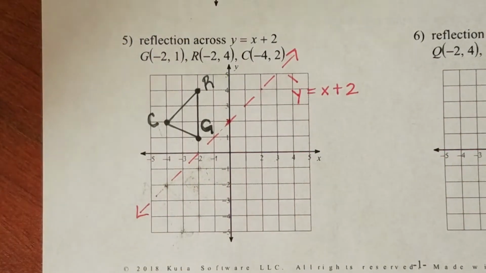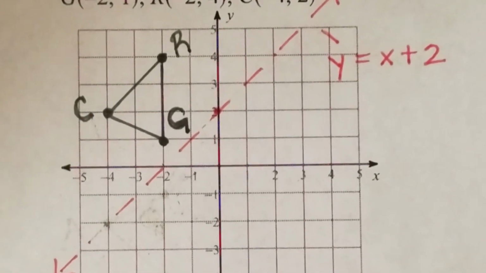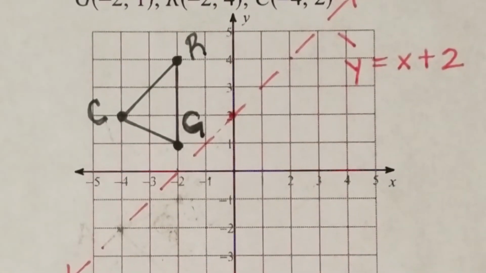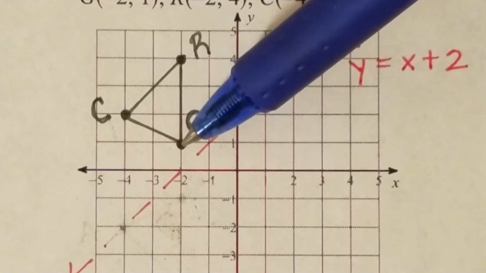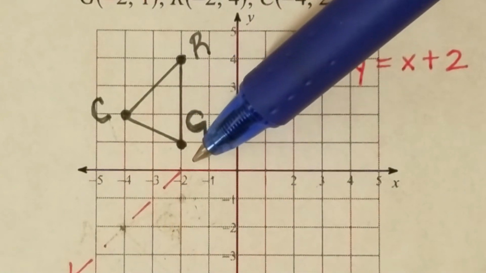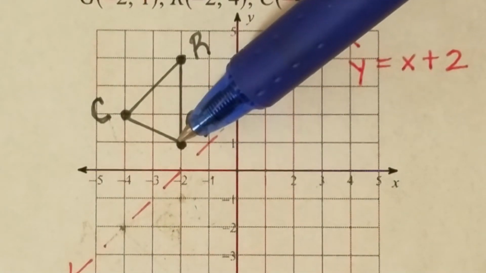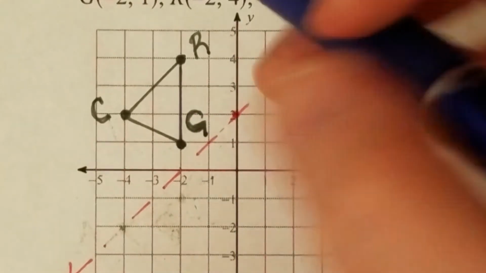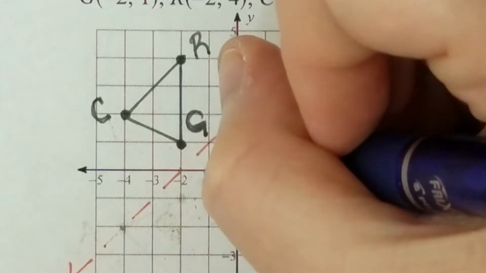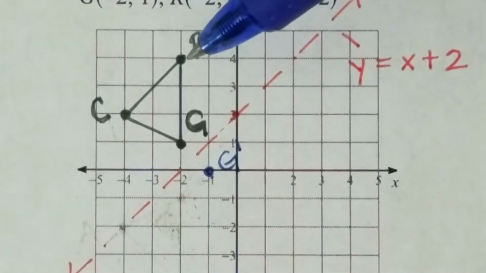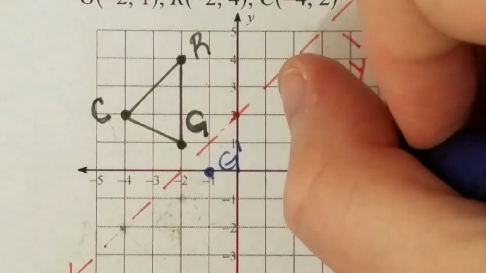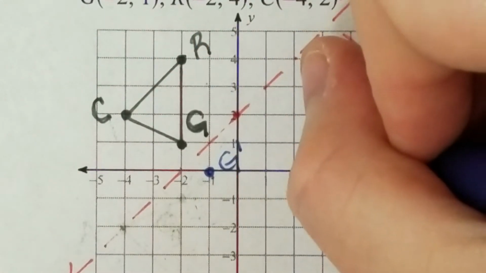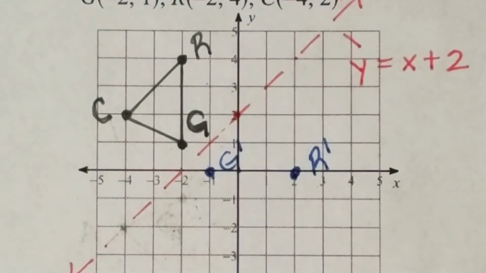So here, I'm going to zoom in on this, and here our only option is to count the diagonals. So I went half to get from the line of symmetry to G. So I'm going to go half the other way to mirror it. So that's going to be G prime. R is exactly 2 diagonals above it. So we're going to go 2 diagonals below it for R prime.